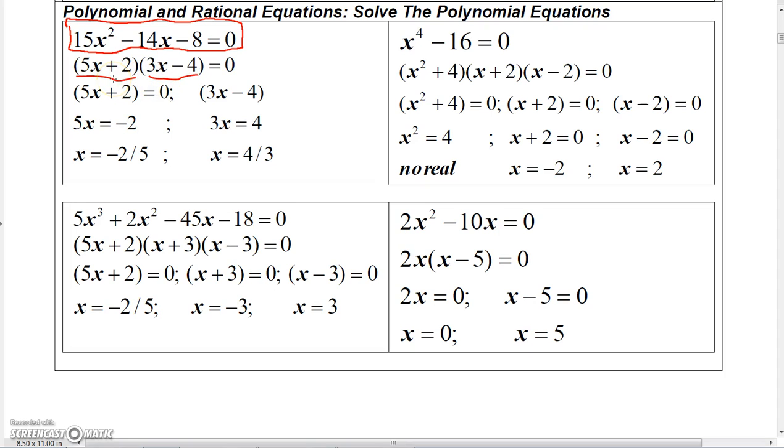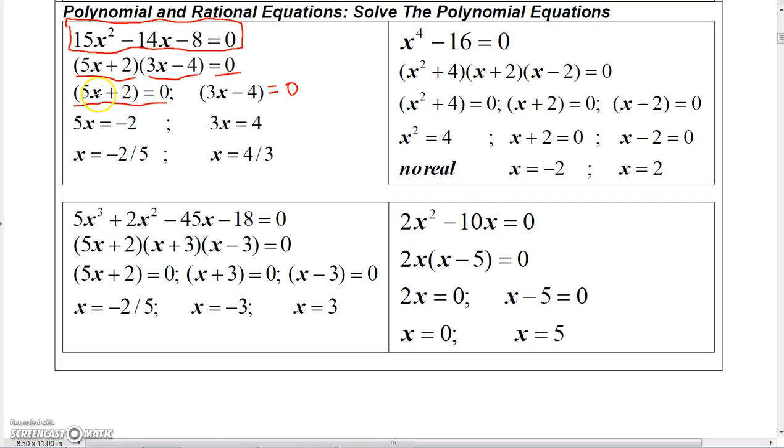Well, the only way that this product 5x plus 2 times 3x minus 4 can equal 0 is if 5x plus 2 equals 0 or 3x minus 4 equals 0. Because remember, anytime you multiply something times 0 or 0 times something, you get 0. So if this factor is 0, then you're going to have 0 times this factor, which is 0. Or if this factor is 0, then you're going to have this factor times 0, which is 0. So what we have to do is just figure out what makes these two expressions 0.